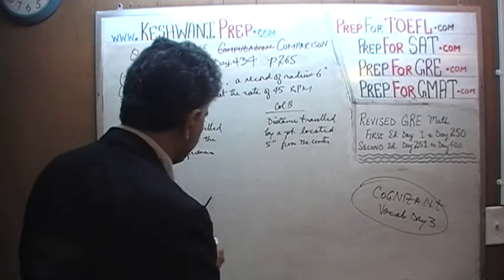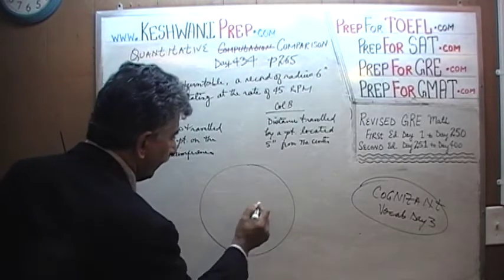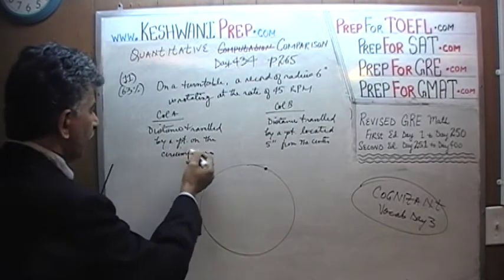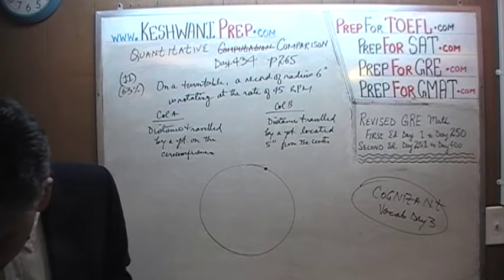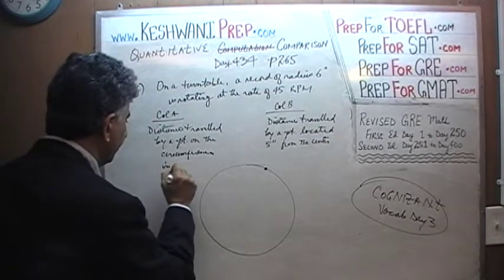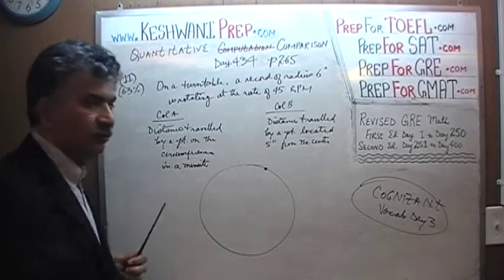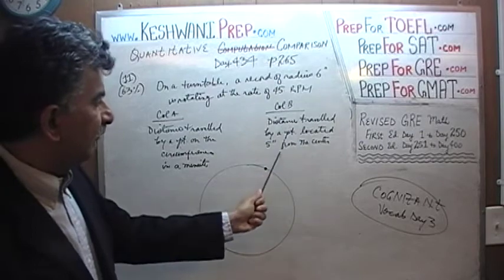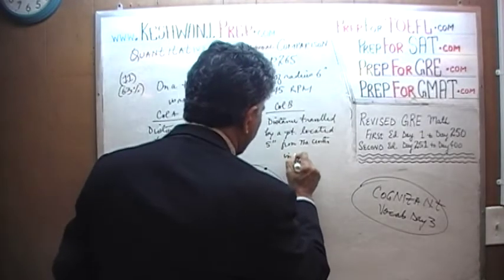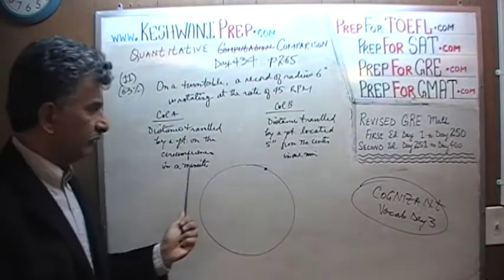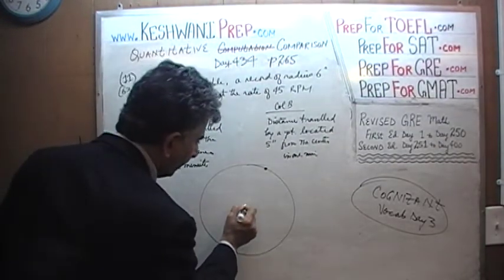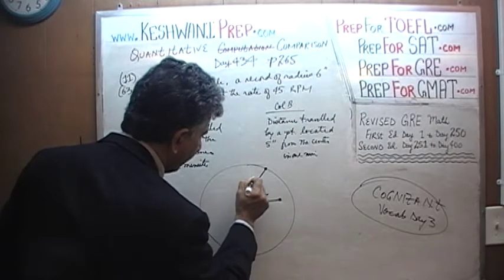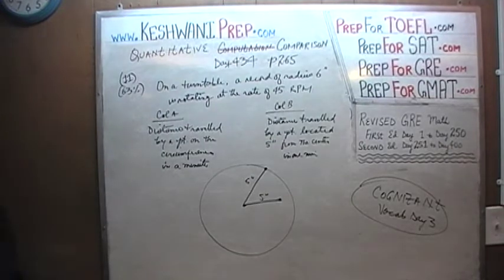So here's our record. And the distance traveled by this point, it should say a time period, otherwise it has no meaning, in a minute. How much of a distance this point will travel in 1 minute versus the distance traveled by a point located 5 inches from the center in 1 minute. So the amount of time, of course, is the same. This is the center here, and this point is located at 5 inches from the center. This is 5 inches. And this point right here is located at 6 inches. That's all. I'll give you 2 seconds to figure out the answer, and then we'll do it together.